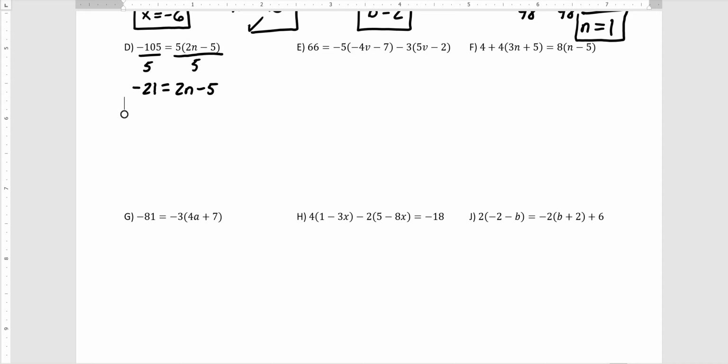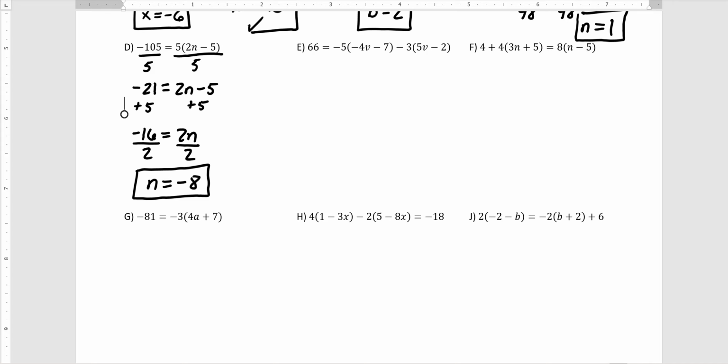Alright, very nice. So we can add 5 here. We can add 5 here. Got to get this n all by itself, so we're going to undo this minus 5. Negative 21 plus 5 would be negative 16 equals 2n now. Alright, divide by 2, divide by 2. Negative 16 divided by 2 is negative 8, which means that n equals negative 8. Excellent.